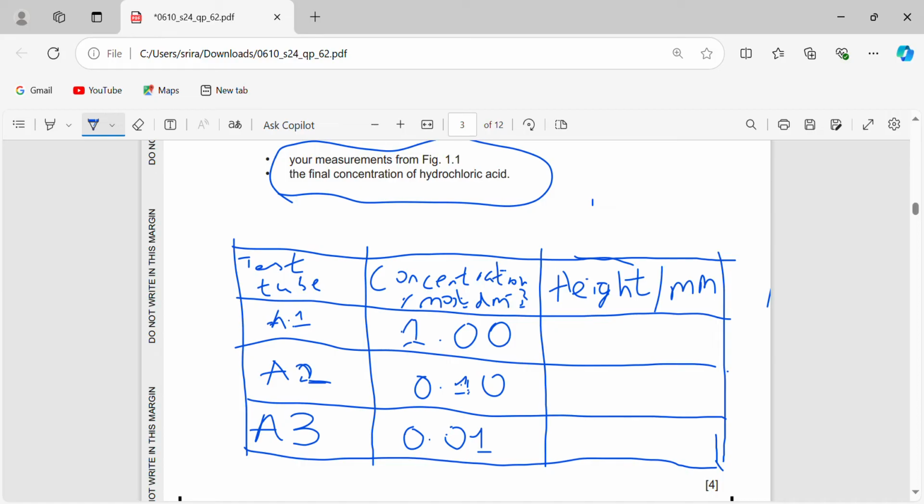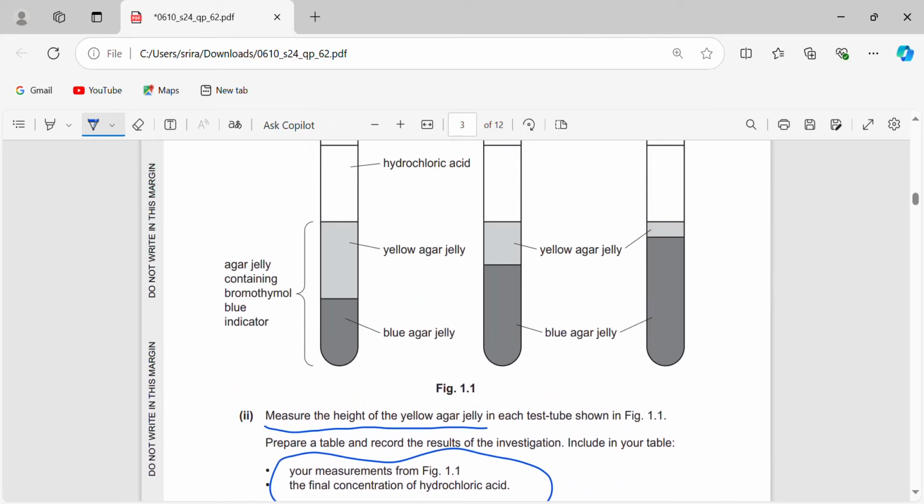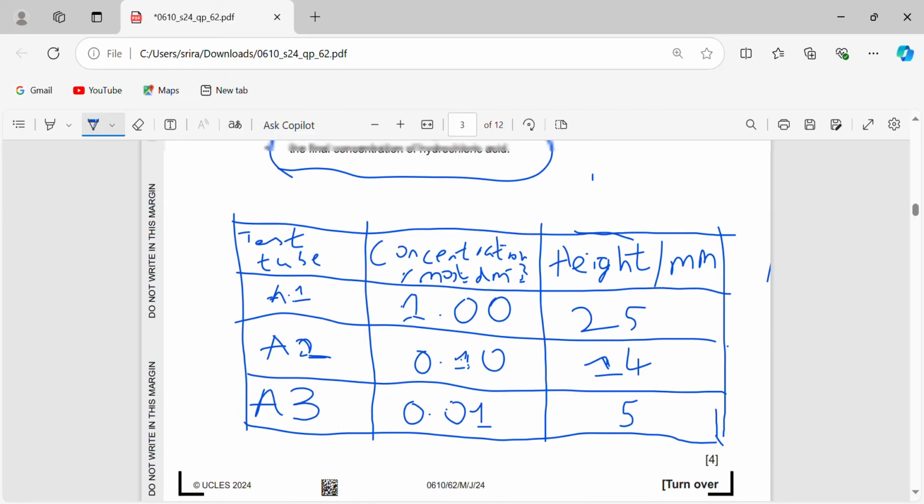Okay, and the height, as I mentioned, I'm just gonna write a random value because I don't actually have the printout with me and I can't do that off screen. So it's in millimeters, keep that in mind. When you're doing the paper, please measure it accurately. So I'm just gonna randomly write 25 millimeter, 14, and 5. But actually please measure it accurately and write it in millimeters when you're doing it. So that's a table.